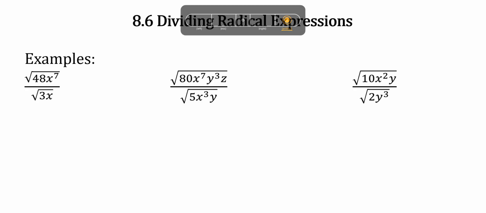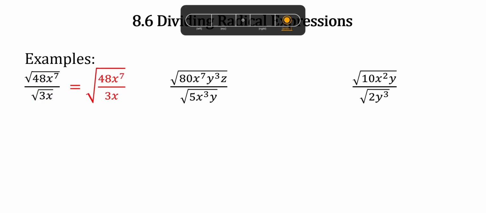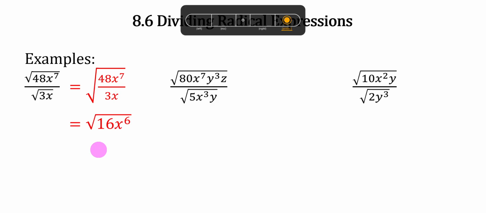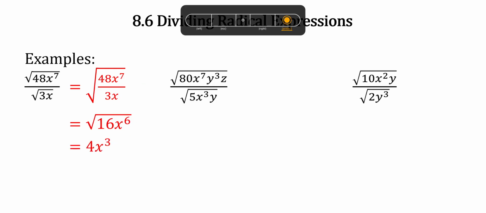Let's walk through this one together, then we'll have you try the others. So we can make this into one radical. Now let's simplify everything. 48 divided by 3 is 16. X to the 7th divided by x is x to the 6th. The square root of 16 is 4. The square root of x to the 6th is x cubed.